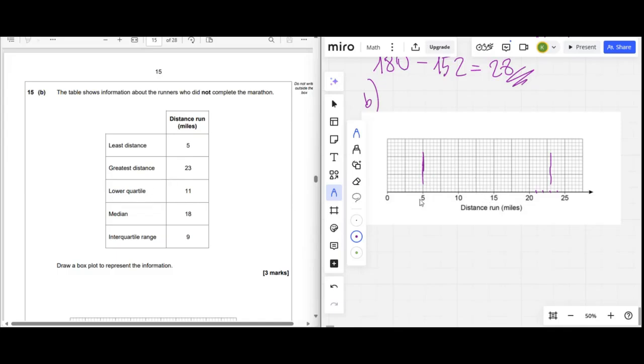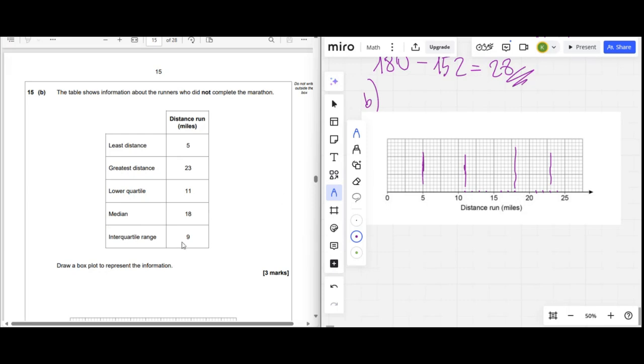We have lower quartile being at 11. And I think that will be there: 10, 11, 12, 13, 14, 15. Yes. So that must be here. Lower quartile here. We have median at 18. So 15, 16, 17, 18 will be there. There is the median.